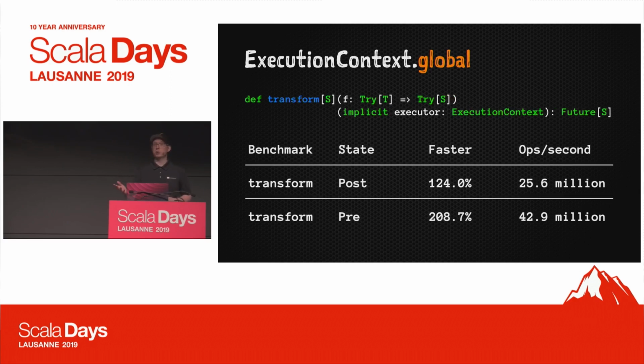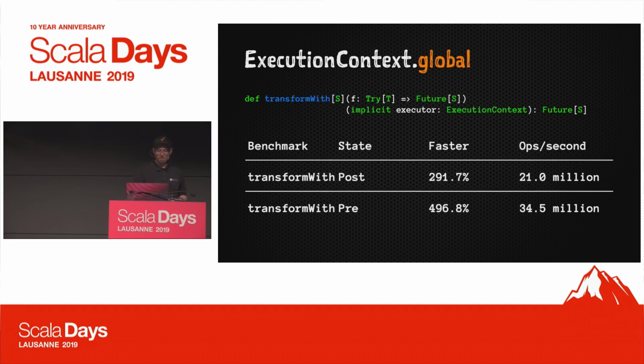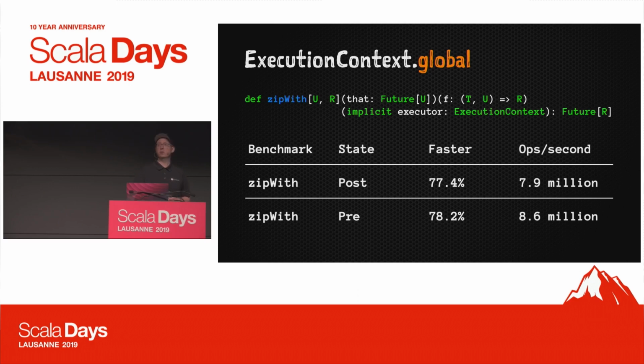Transform, which is a very important operation because you can do a lot of stuff with transform. So it's between 130 and 200-ish percent improvement. So it's not like it's 24% faster. It's 124% faster. Transform with, also really useful when you do composition with stuff that returns futures, between like 3 and 5 times faster. And zip with, also extremely useful when you want to combine futures and do some transformation. It's not that much faster because it involves more work. You first have to join them and then you need to apply something, but it's 77% faster.